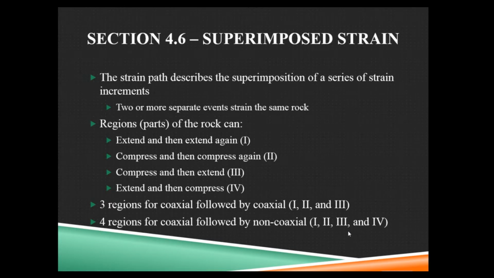So two or more separate events straining the same rock. That's superimposed strain. A few different things can happen. Regions or parts of a rock can extend and then extend again, type 1. Compress and then compress again, type 2. Not really much different than if it had extended or compressed a whole bunch all at once, but it's still a case of superimposed strain.